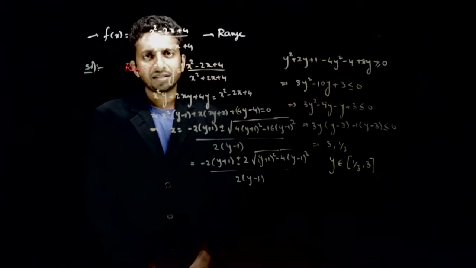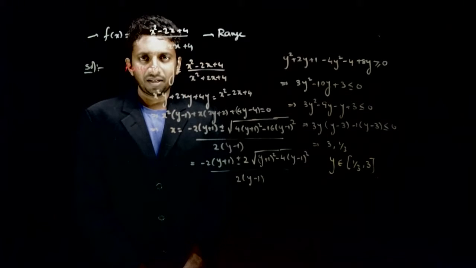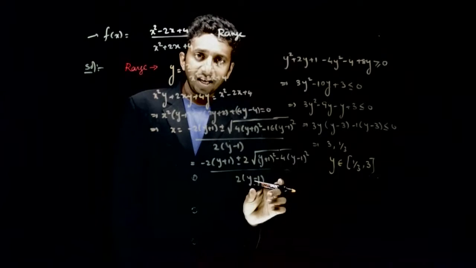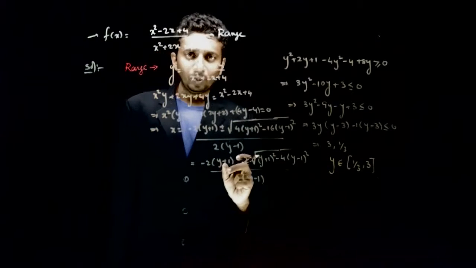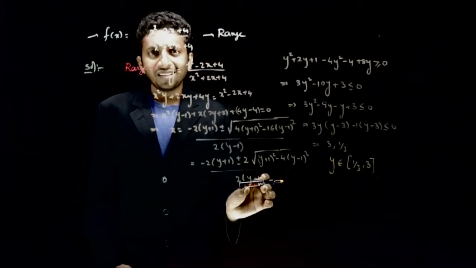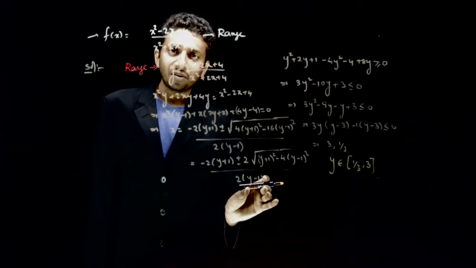So y 1 by 3 से लेके 3 के बीच में रहेगा. So this is nothing but the range of this function. यहाँ आपको inverse function में बहुत बार ये वाला mistake आता है. y is equal to 1. You feel like this is not allowed. y is equal to 1.